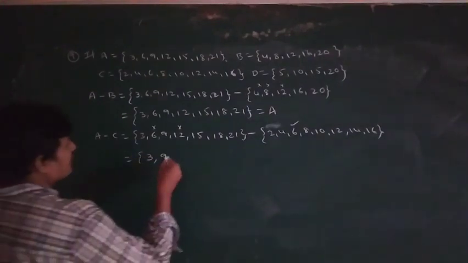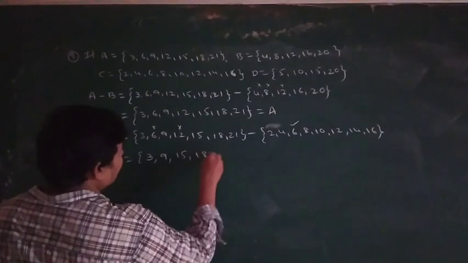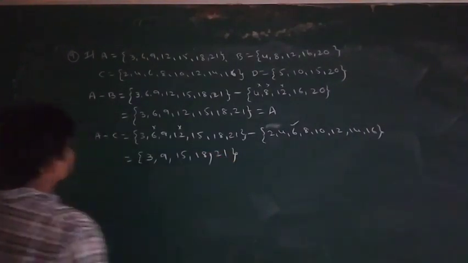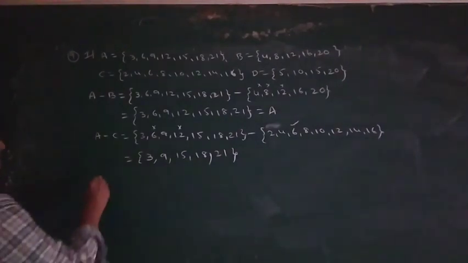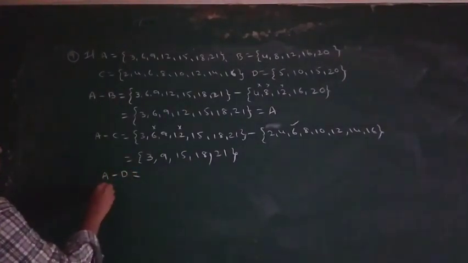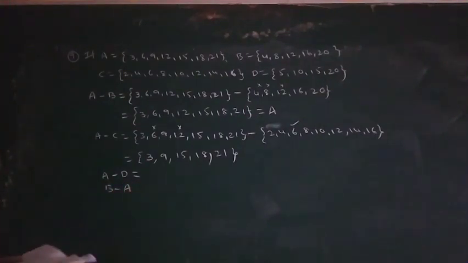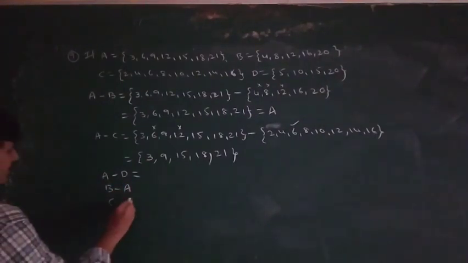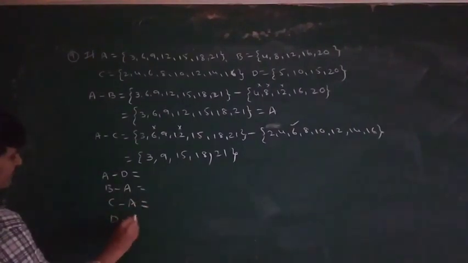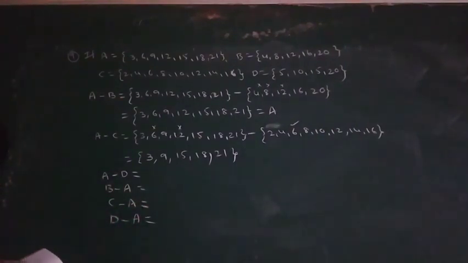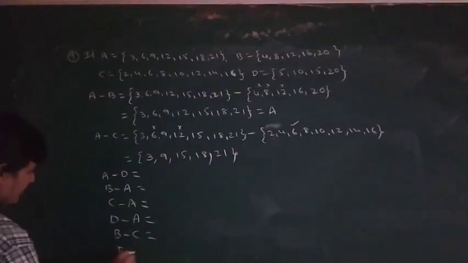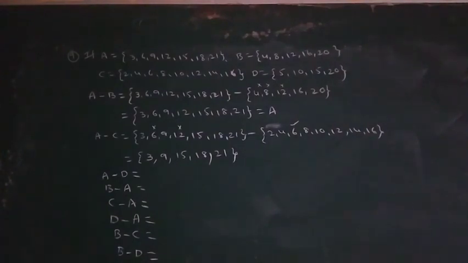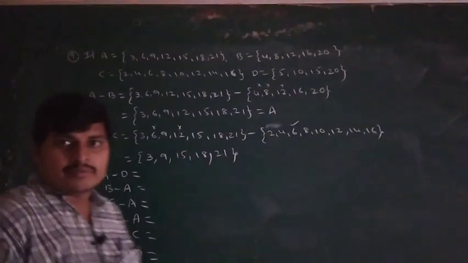3, 9, 15, 18, 21. Okay, A minus C, because so many are there. A minus C, A minus D, B minus A, C minus A, D minus A, B minus C, B minus D. Okay, we have to do the same. Okay, next.